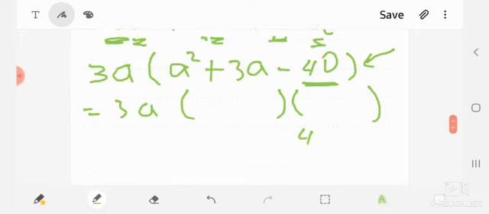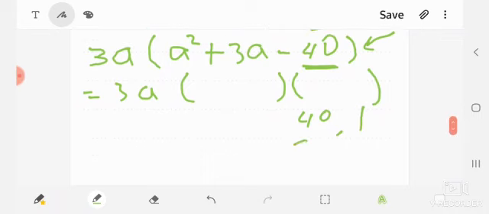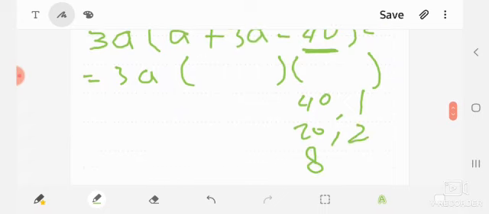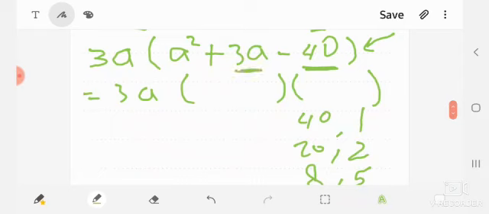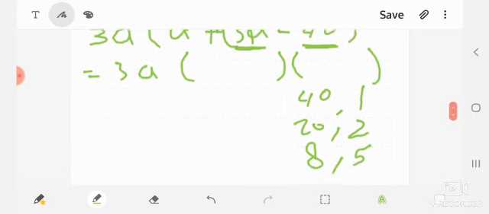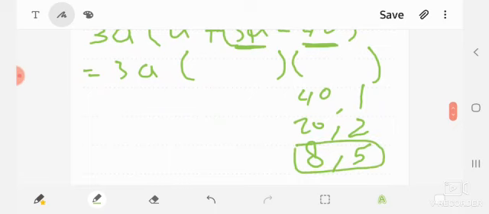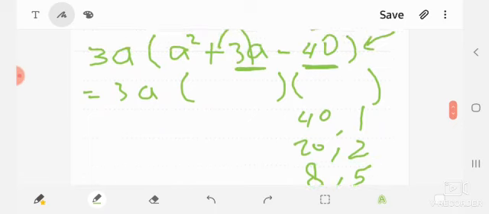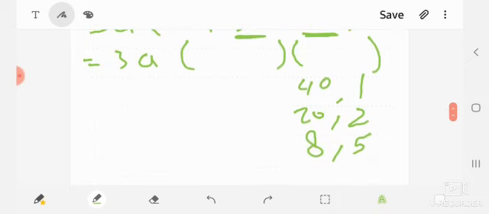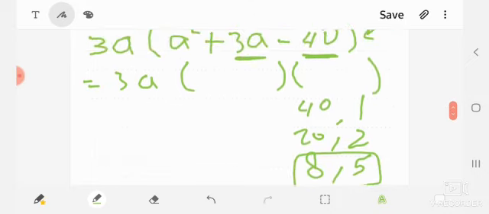What numbers can we multiply to get 40? It is 40 times 1, 20 times 2, and so on, but we can guess that it is 8 and 5. How can we make this guess? We look at the middle term. The coefficient of it is 3. If we make a negative between them, we get 8 minus 5, which gives us 3.